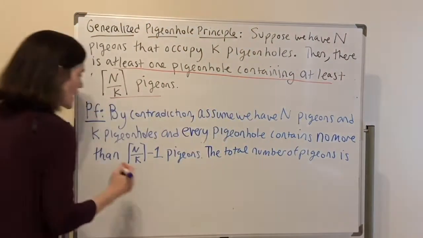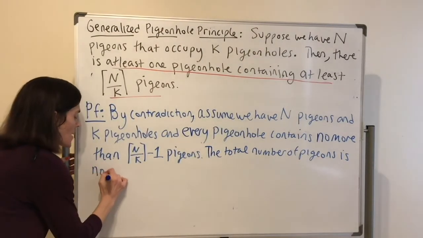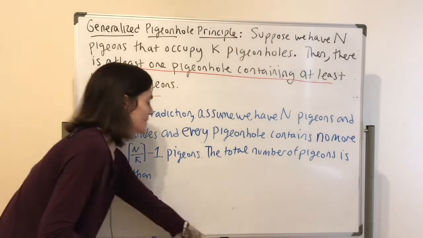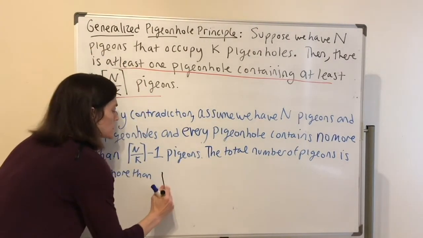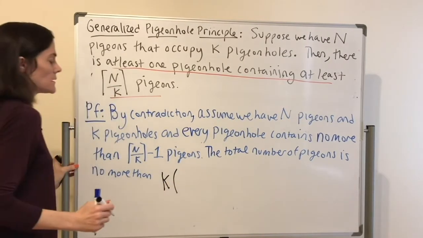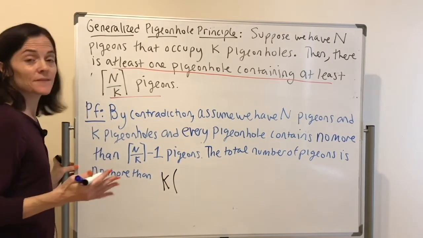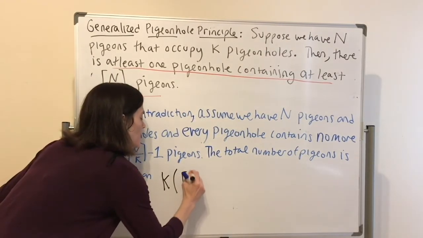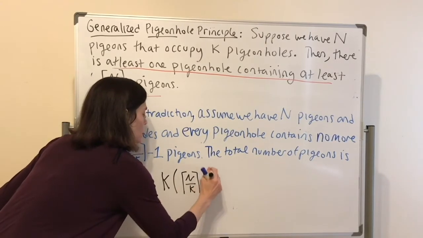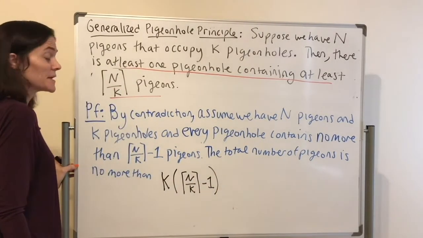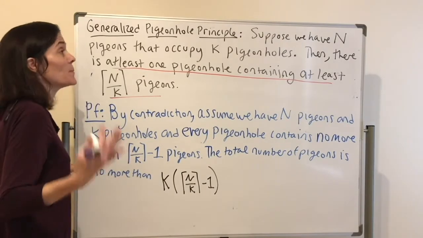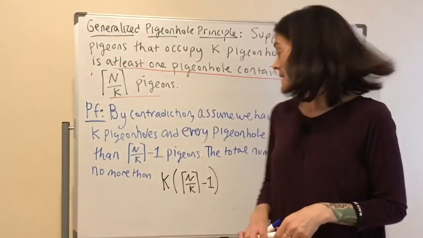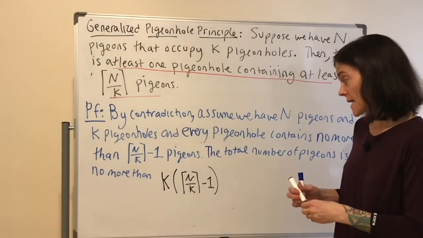Is no more than, what's the maximum number we can have? Well, we have K pigeonholes, and they contain all of them no more than the ceiling of N over K minus 1 pigeons each. So the most possible pigeons we can have is this product. But now, what can I say about this?